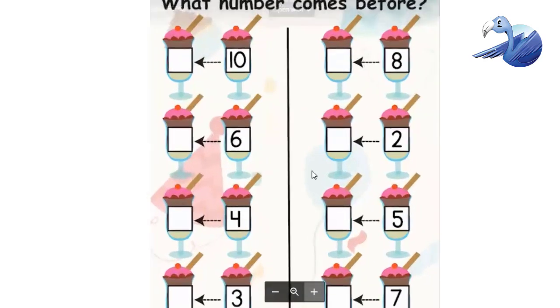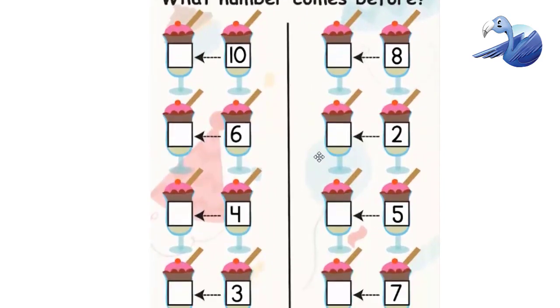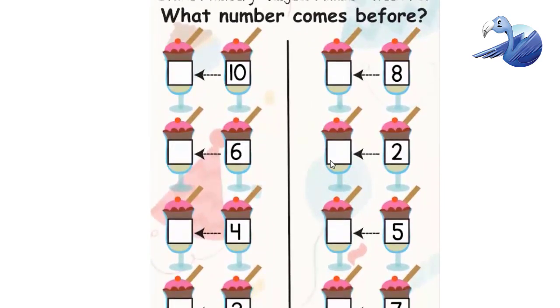This is the math worksheet. What comes before? Come on, do the action with me. Before the laptop, I am sitting. Like before the phone or before the laptop, you people are sitting, no? Like that, before means in front of you.